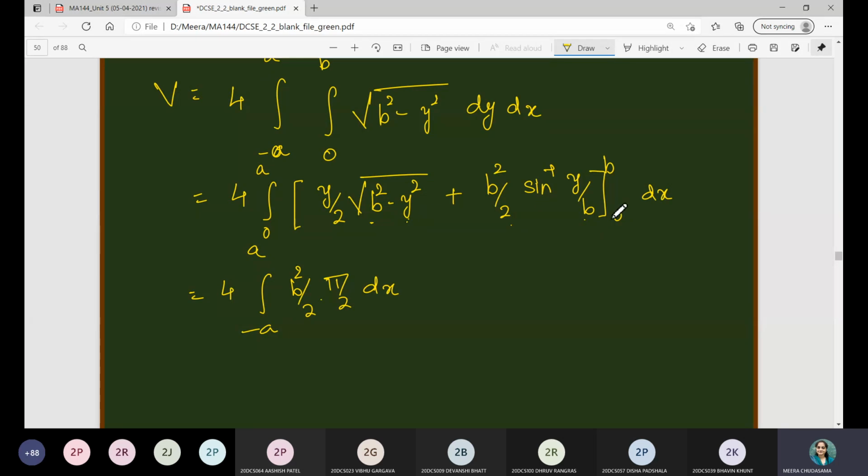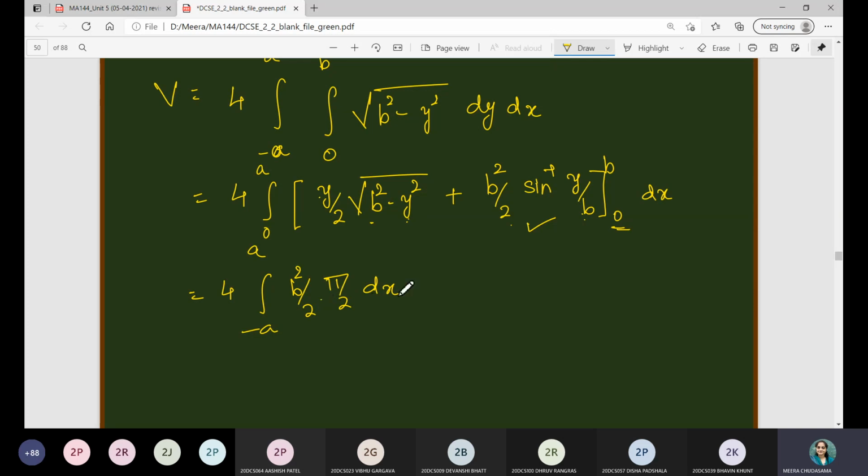Then when you substitute y is equal to 0, sine inverse 0 is also 0. So that entire quantity will be 0 when we substitute y is equal to 0. So only y is equal to b will give you the positive term. This one corresponds to this term only. So these all are the quantities which we can consider.